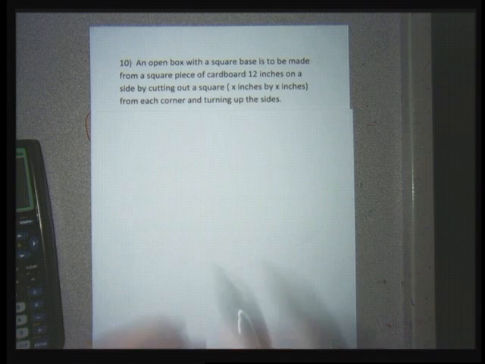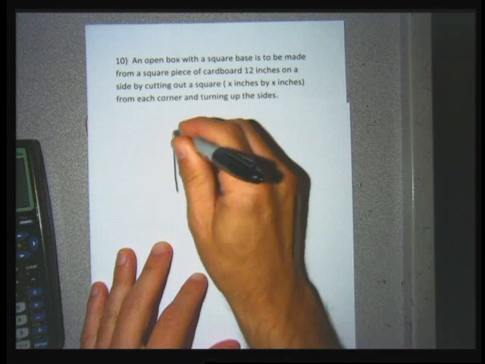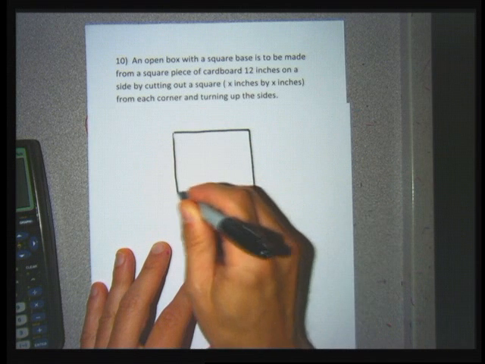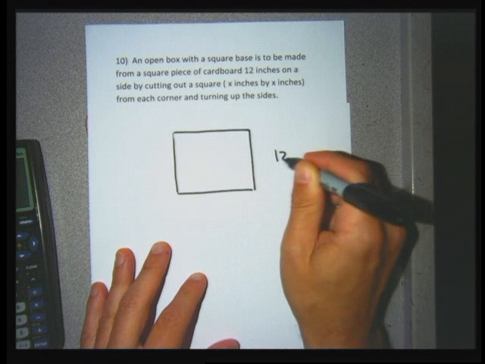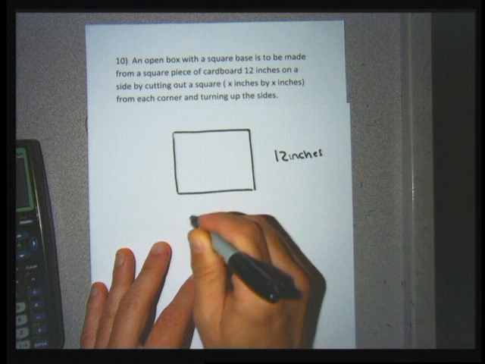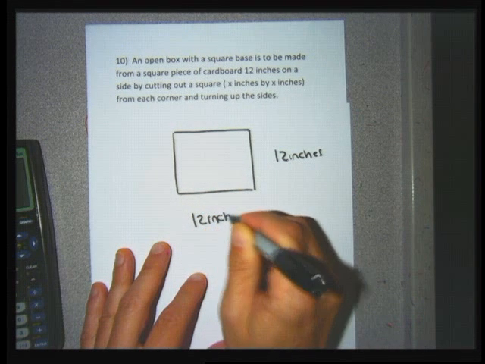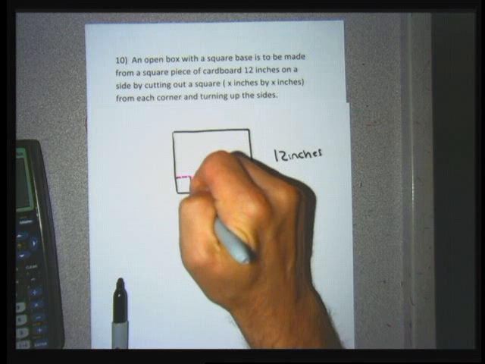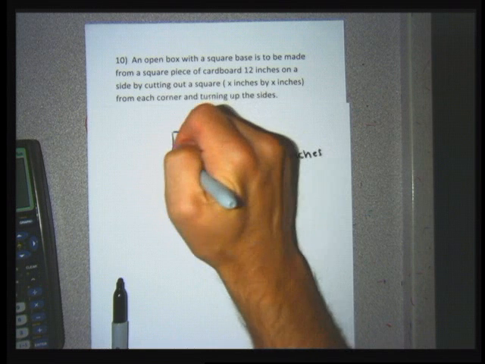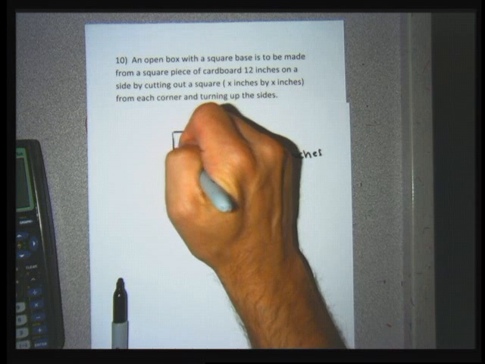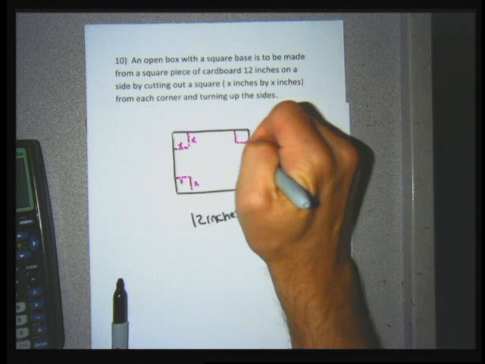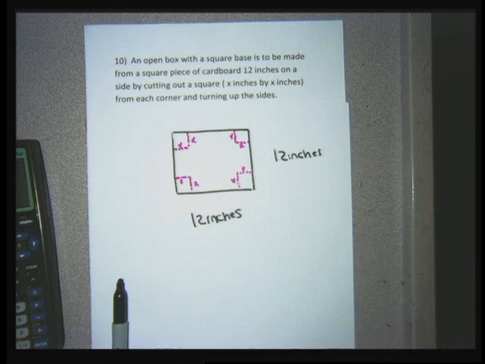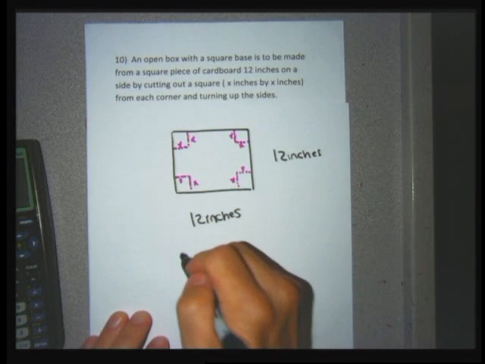So problem 10 basically says this. We have a square piece of cardboard. If I should draw a square. So this is a piece of cardboard that's 12 inches on a side. So this is what we're given. So this is 12 inches by 12 inches. So it's a perfectly square piece of cardboard. And what we're going to do is we're going to cut little x by x notches from these sides and throw those away. So what we're going to have left after we do that cutting is this.